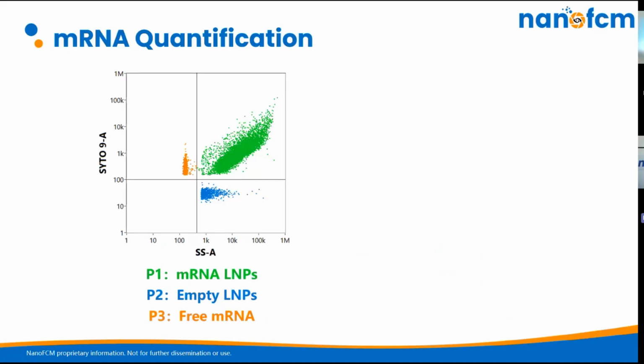Where the advanced quantification comes in is distinguishing the different populations. So we have population 1, which is loaded LNPs in the green; population 2, which is empty or unloaded LNPs, not associated with Cyto9, our label; and free mRNA, which is positive in the fluorescence channel but not in side scatter, so it's anything that falls below the side scatter limit.